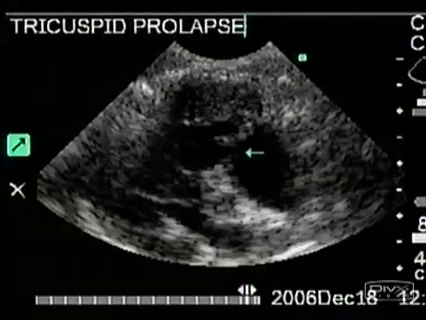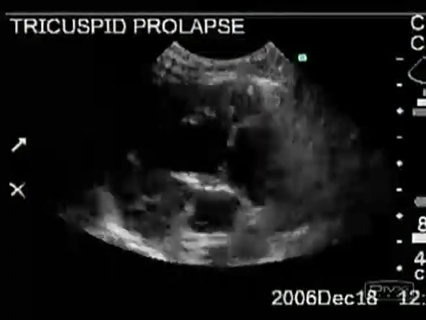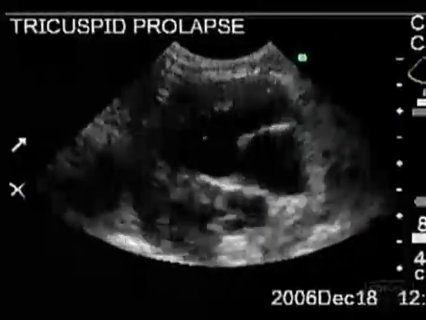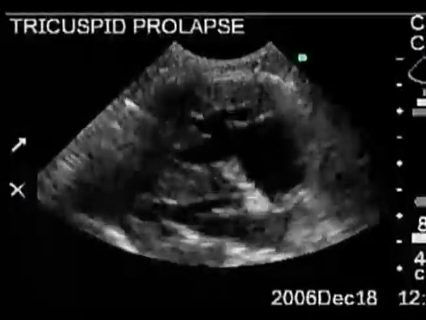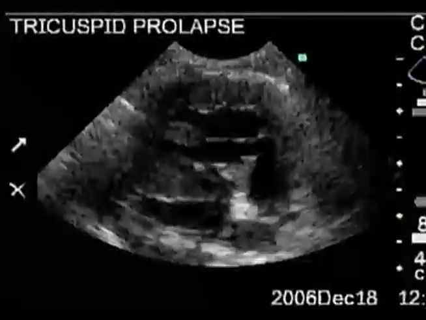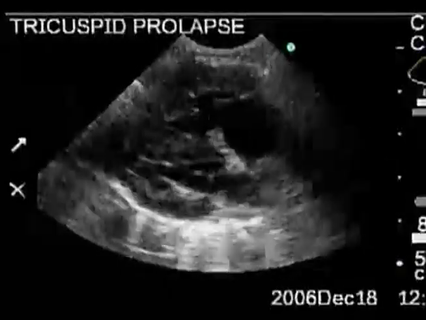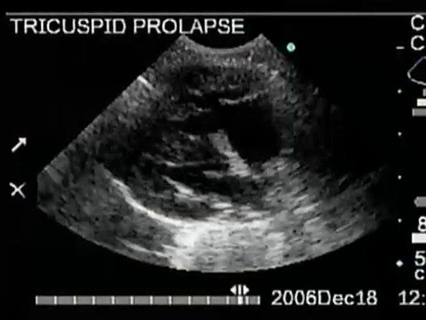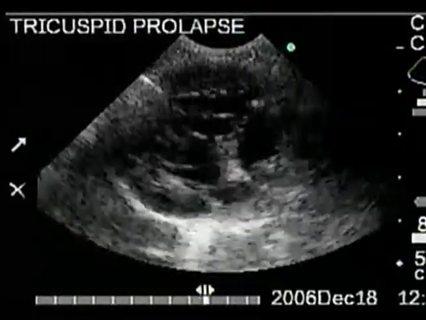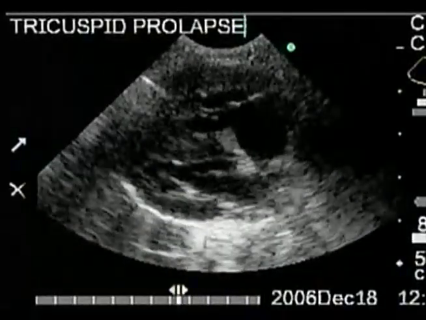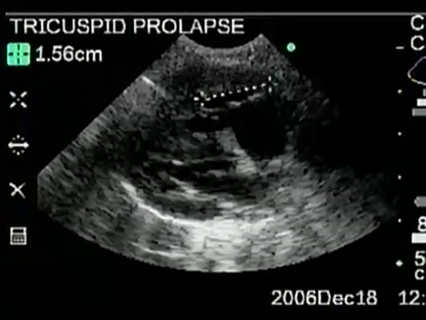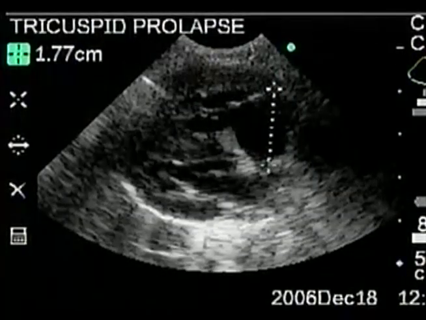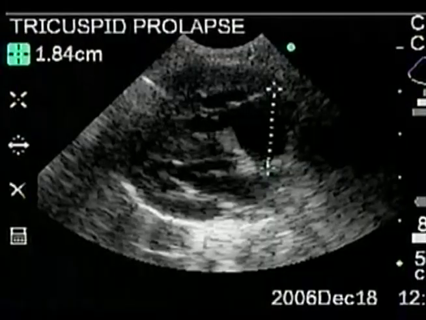This dog has tricuspid prolapse. The right ventricular free wall is thicker than the septum. The right ventricle is larger than the left ventricle. The right atrium is larger than the left atrium. The right atrium bulges the interatrial septum into the left atrium.